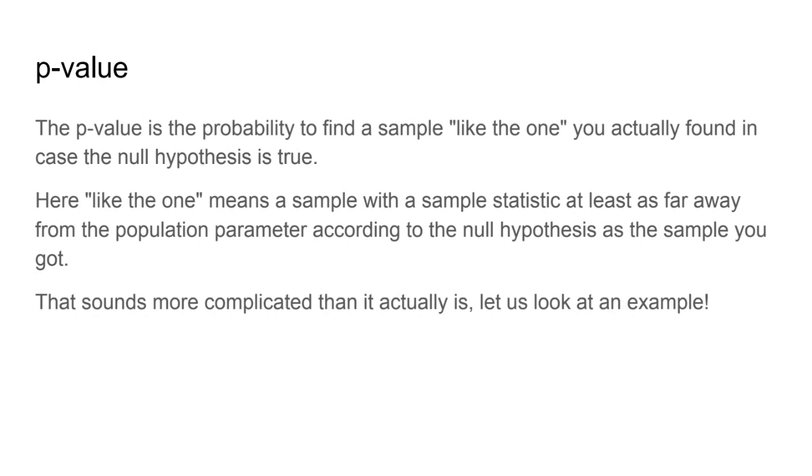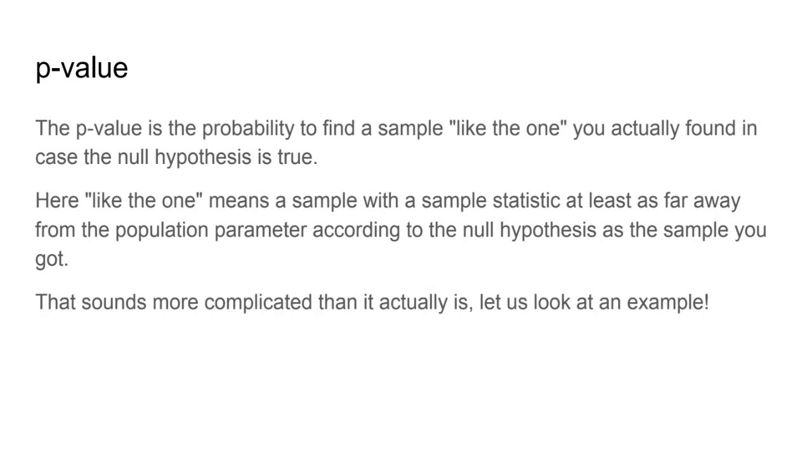Now, I put "like the one" in quotation marks because this needs a little bit further explanation. What does it mean that the sample is like the one? Now, in this context, what I mean by like the one is that it's a sample with a sample statistic that is at least as far away from the population parameter, according to the null hypothesis, as the sample that I got.